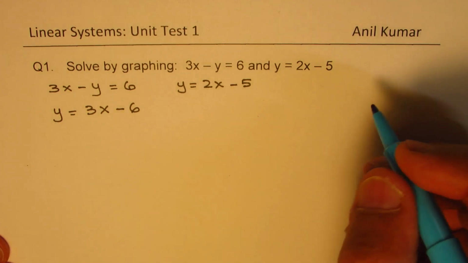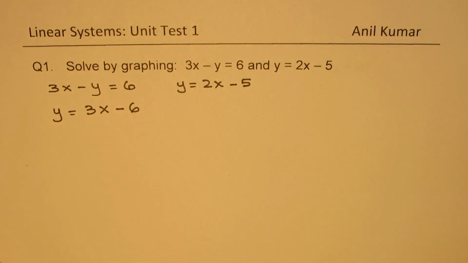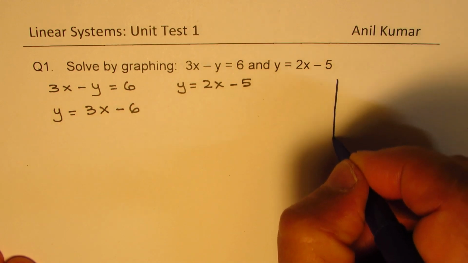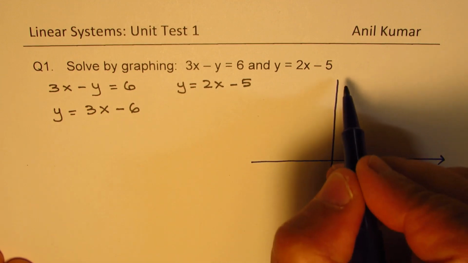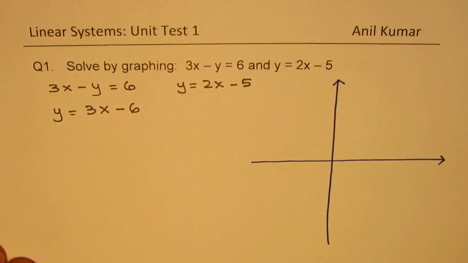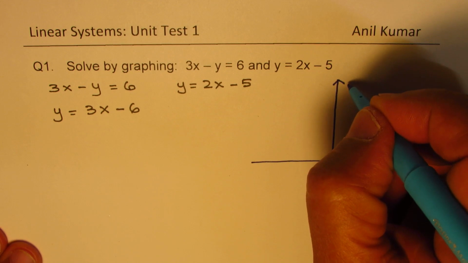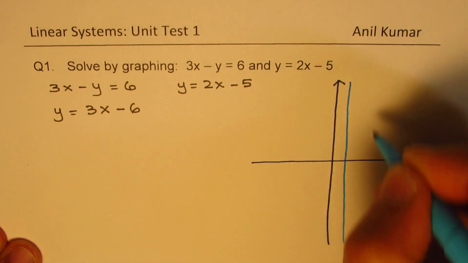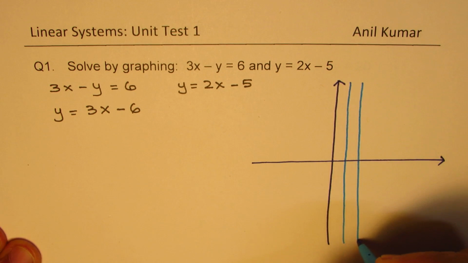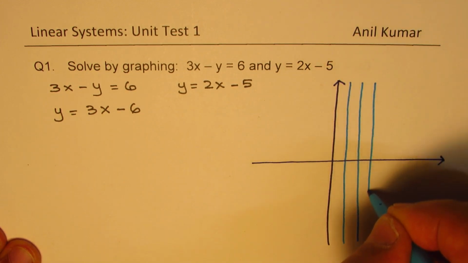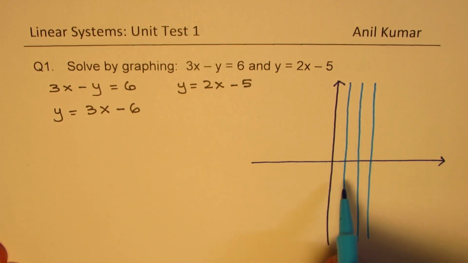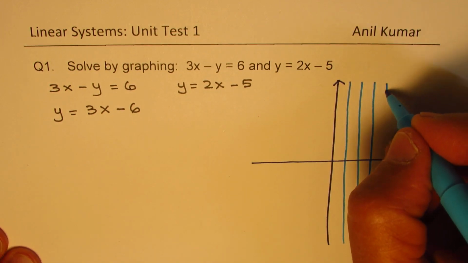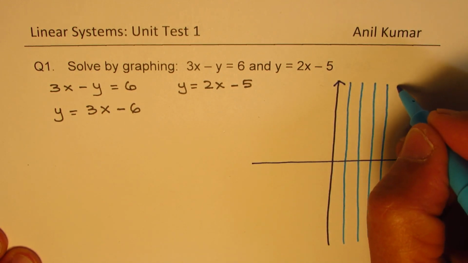I don't have graph paper at present, so I'll just sketch one here. Remember, graphing solutions are not very accurate, right? Normally the questions provided will give you integer values so that you can provide a correct solution. Since we have y-intercepts of minus 6 and minus 5, the lower half matters more, so I'll focus on this lower half portion.